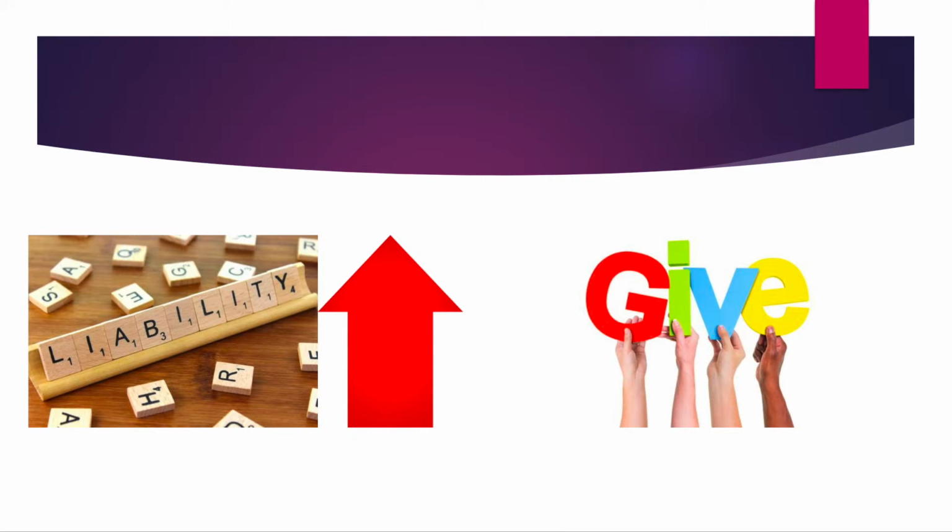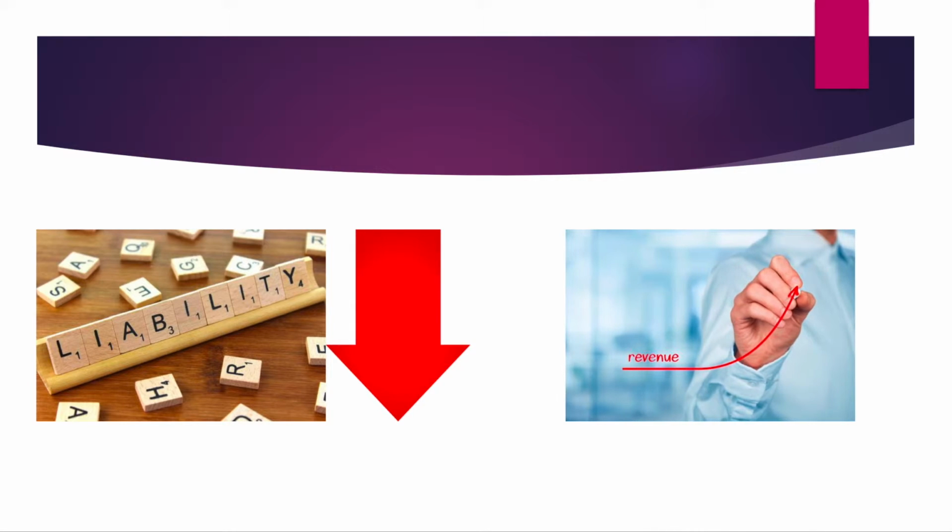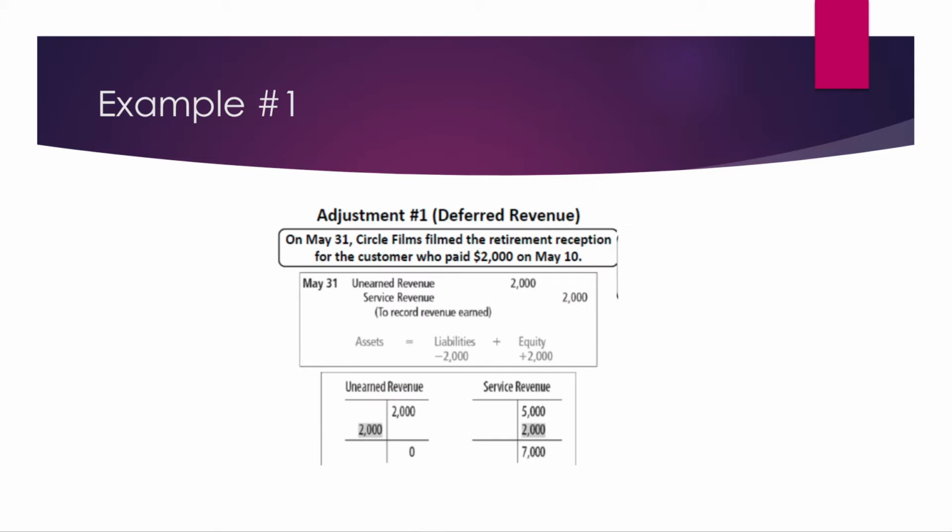A general rule for deferred revenue is when a company is recording the adjustment, it should always increase a liability account for the amount received. As the company provides the service, the liability is adjusted down and the related revenue is adjusted up.